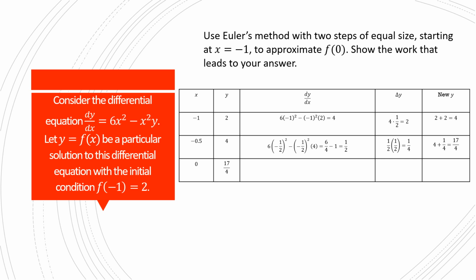I'm literally just plugging it into the formula that they gave me, and I get 4. And then I need to multiply that by my delta x. My delta x is a half because we're increasing a half every time. So 4 times a half is 2. And then I'm going to add that to my old y. 2 plus 2 is 4. Doing that process again, plugging in the -0.5 and 4 into my derivative, multiplying that number by the delta x, adding that to my old y, I get an approximate value for f of 0 of 17/4. So I'm getting 1 point for Euler's method with 2 steps and 1 point for the answer.